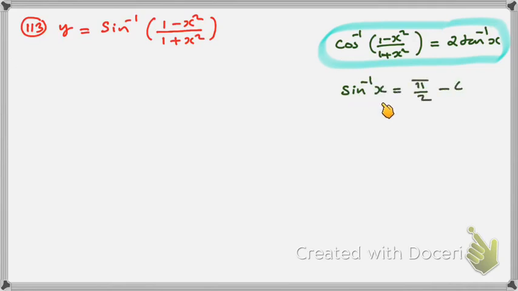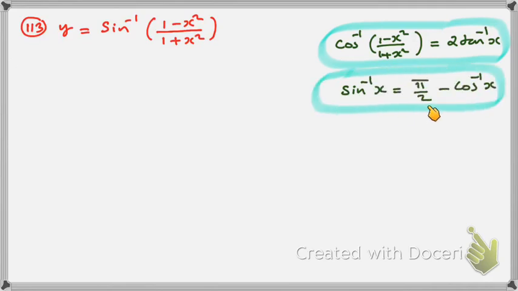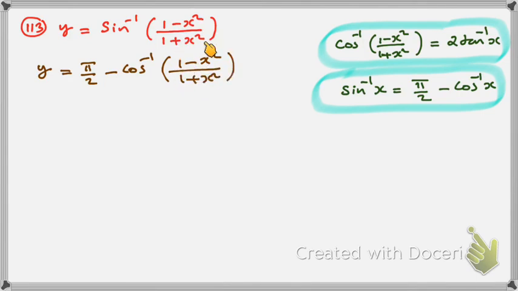Yes, we do have a formula. Sine inverse of x can be written as pi by 2 minus cos inverse of x. So sine inverse of so much will be pi by 2 minus cos inverse of so much. So sine inverse of (1 minus x square) by (1 plus x square) will be pi by 2 minus cos inverse of (1 minus x square) by (1 plus x square).